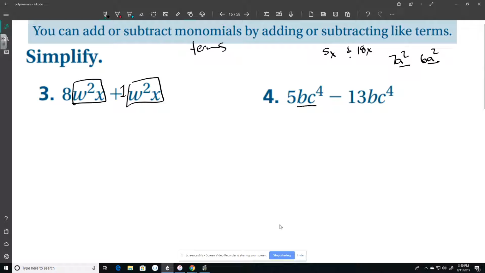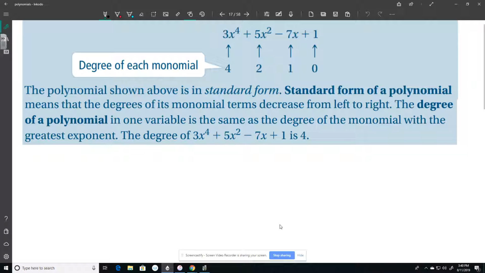So in number 3 right here, this example, we have 8w squared x's, and we're adding one more w squared x. So these are still like terms, but my variable is not just one letter, it's a combination of letters together. Same with this one. BC to the fourth, BC to the fourth matches. So for here, 8w squared x's plus 1w squared x's, well, that's just 9w squared x's. For this one, 5bc to the fourths minus 13 of them, 5 minus 13 is negative 8 BC to the fourths. So just like 5x and 18x, you're just adding or subtracting the coefficient, the number out in front, and the variable stays the same. So something you've already done, we just are adding some new terminology to it.